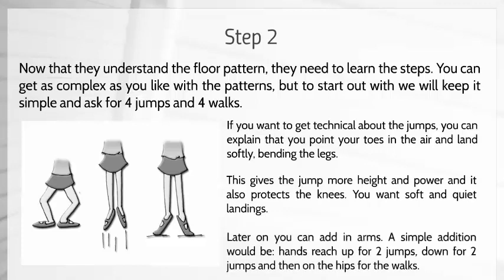Later on, you can add in arms. A simple addition would be hands reach up for 2 jumps, down for 2 jumps, and then on the hips for the walks.